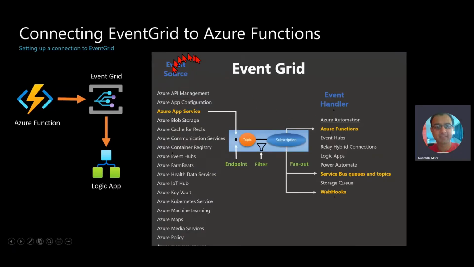Event Grid connects an event source to an event handler. There are lots and lots of event source types that are available, but in all cases, they call a topic endpoint. And on the subscription side, Event Grid allows the message to fan out. It can go to a single event handler or it can go to multiple in parallel.